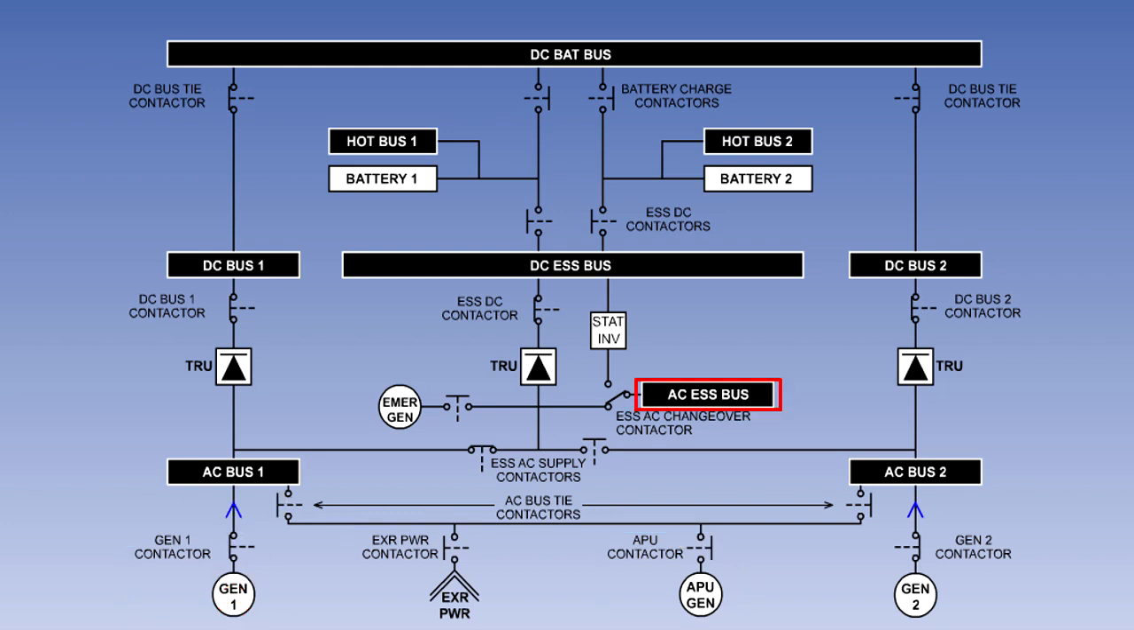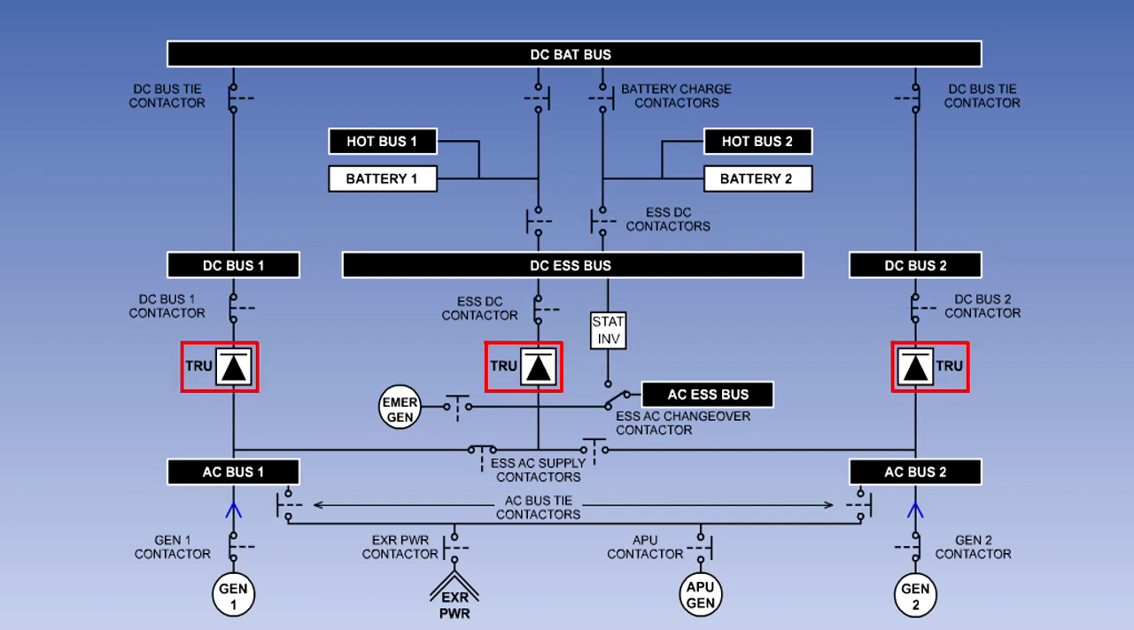The AC essential bus bar can be supplied from a number of sources. It is normally supplied from AC bus bar 1. But it can be supplied from AC bus bar 2. If neither of these bus bars is available, then the emergency generator, driven by a hydraulic motor, supplied from the aircraft's hydraulic system, can be used. Finally, if hydraulic power is not available, the static inverter supplied by the batteries through the DC essential bus bar can be used to power the essential AC bus bar.